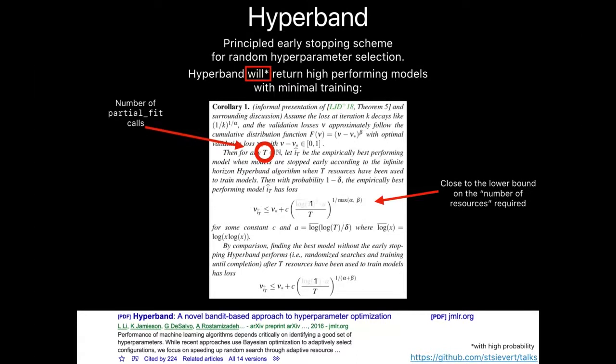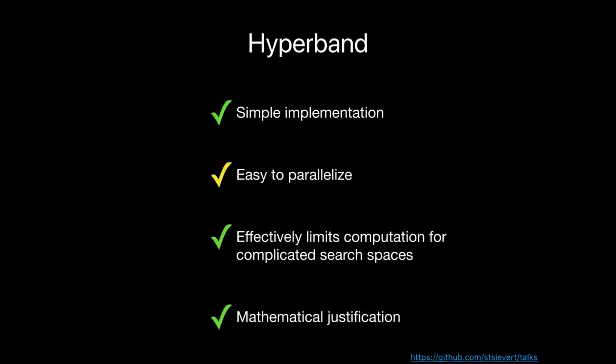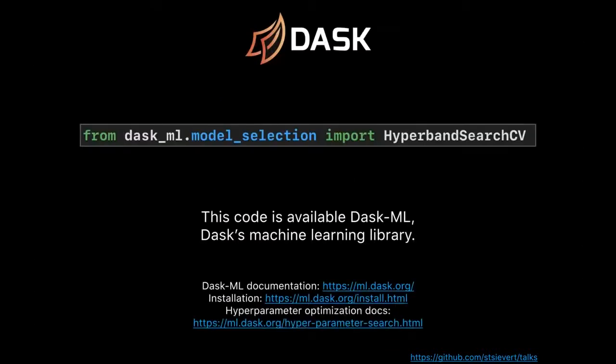The point was that with Hyperband the loss decays, or the score increases, like the square root of time. With random search, the score increases like the 1 to the quarter root, which is not as fast.